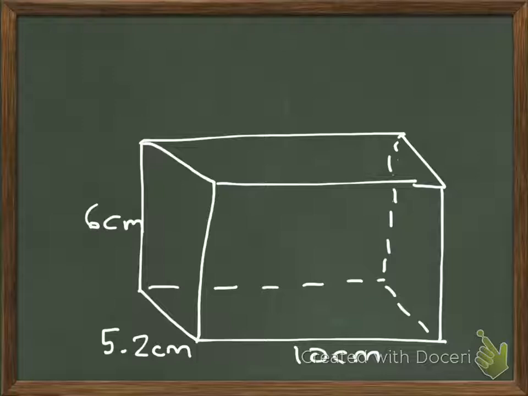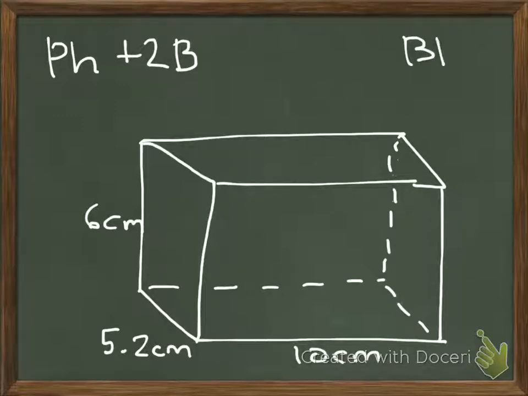Here we have a prism, and this is a rectangular prism, so our surface area is going to be PH plus 2B, and our volume is going to just be B times H. So we need to figure out what these mean. Capital P is the perimeter of the base. So if we label all these sides of the base, these two are going to be 5.2, these two are going to be 10. If we add all that up, we get 10.4 plus 20, or 30.4. That's the perimeter of our base.